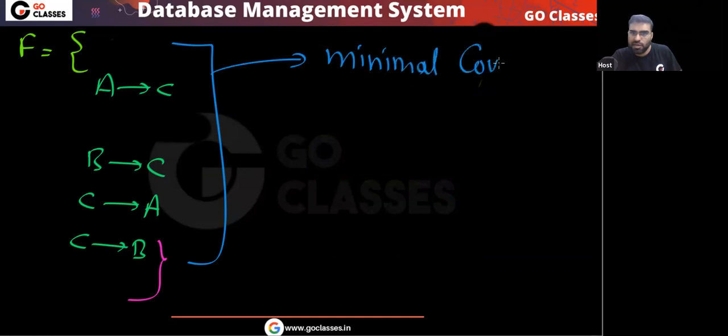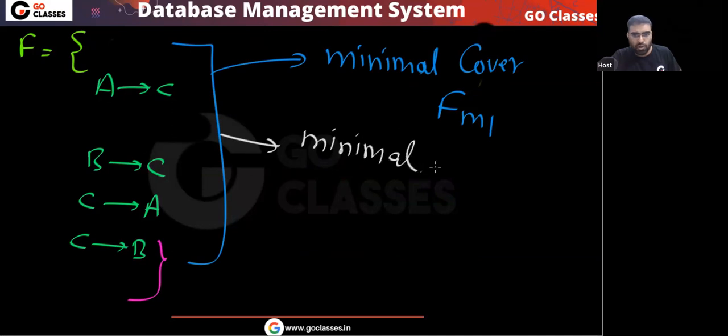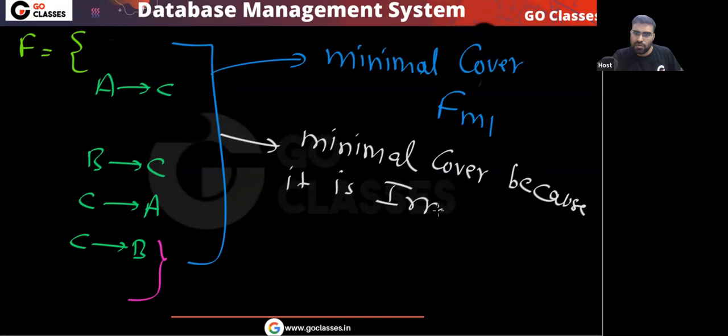This is your minimal cover F minimal 1. Why is this minimal? This is minimal cover because you cannot remove any attribute or any FD. It is irreducible. Yes or no? It is an irreducible set of FDs.